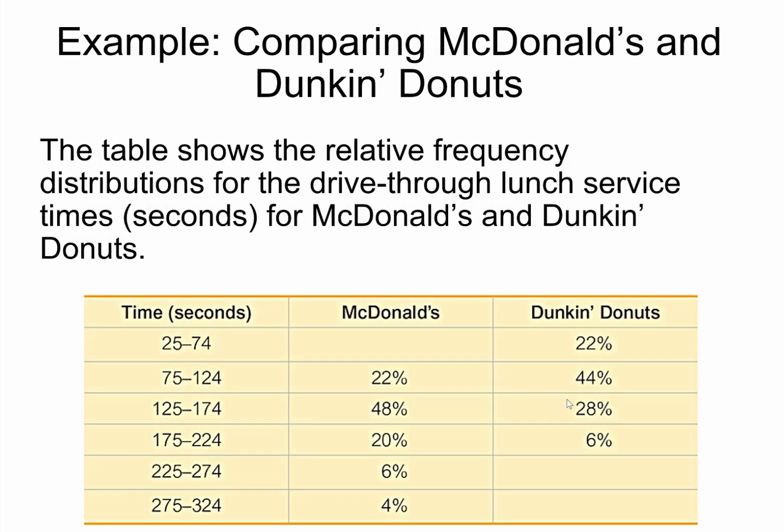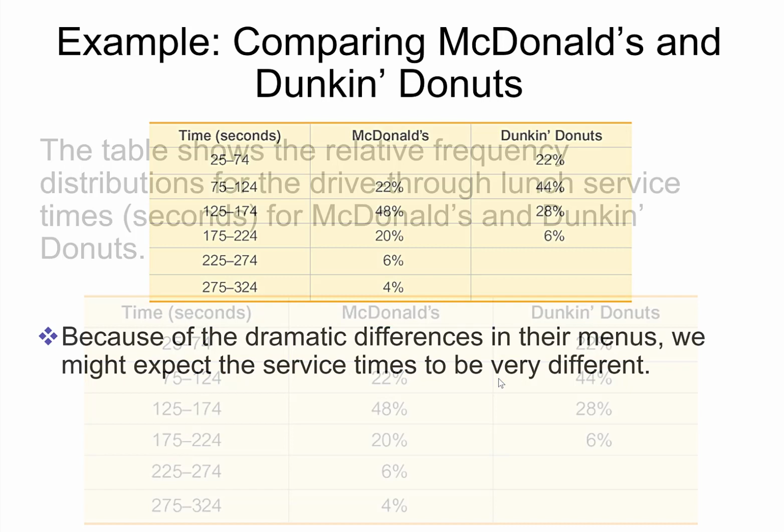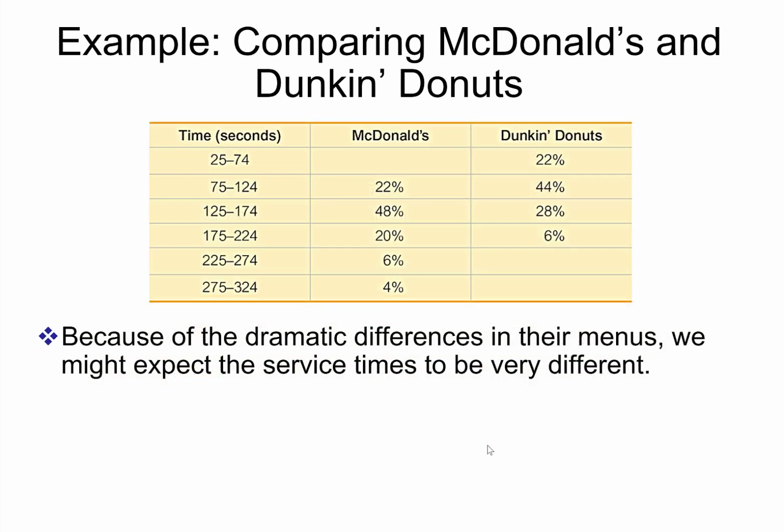So for instance, if we wanted to compare McDonald's and Dunkin' Donuts with their drive-through lunch service times, if we put them in a single table, we can see that at McDonald's you tend to get through the line generally faster than if you go to Dunkin' Donuts. Because of the dramatic differences in the menus, we would expect these times to be very different. Dunkin' Donuts doesn't serve as many hot items as McDonald's.